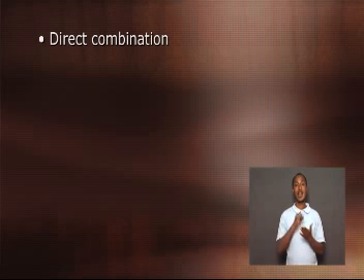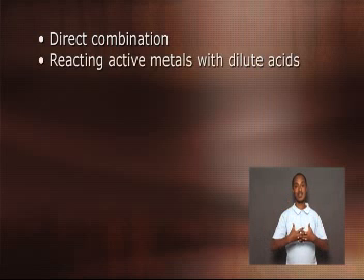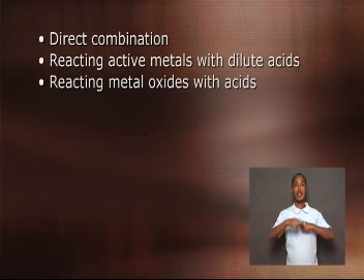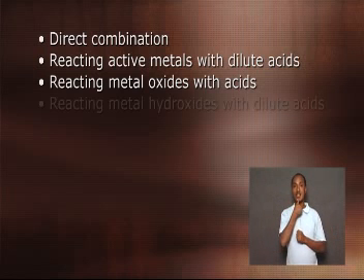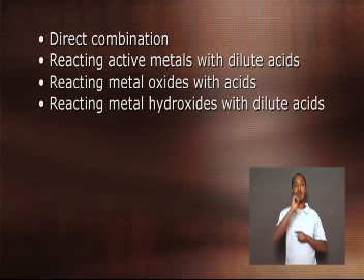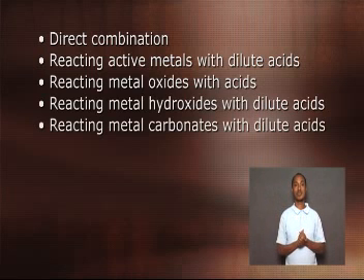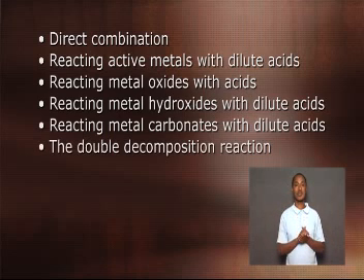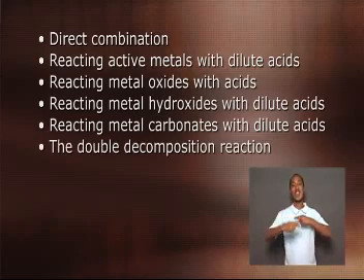Hello again, students. Let us now list the methods for preparing salt together. There is the direct combination, reacting active metals with dilute acids, reacting metal oxides with acids, reacting metal hydroxides with dilute acids, reacting metal carbonates with dilute acids, and the double decomposition reaction. If you were able to name all 6 of those methods, well done.